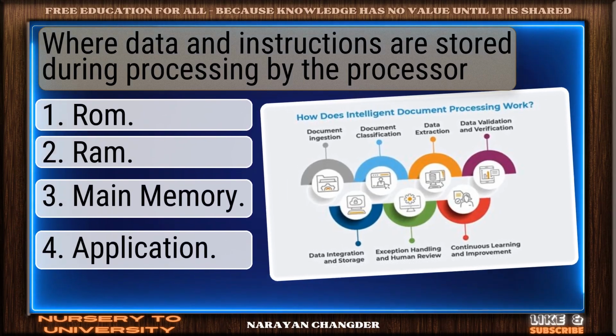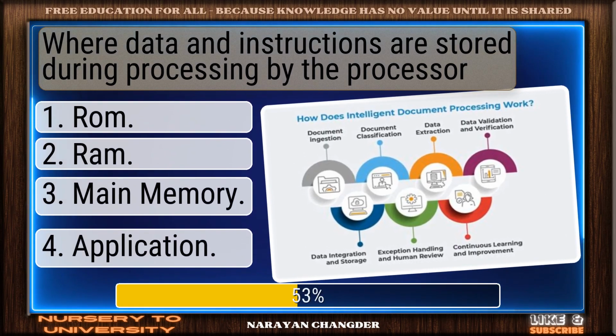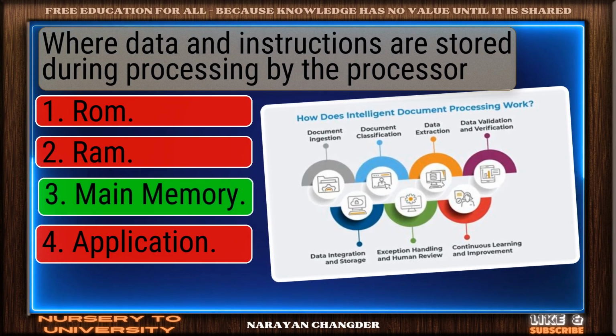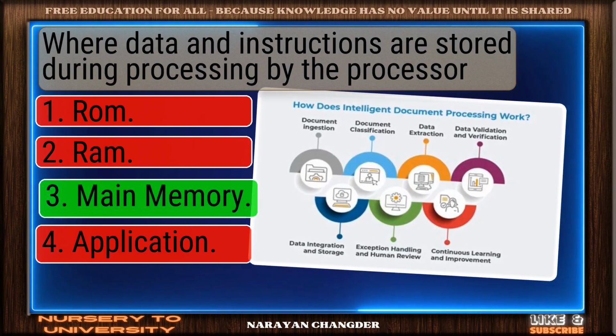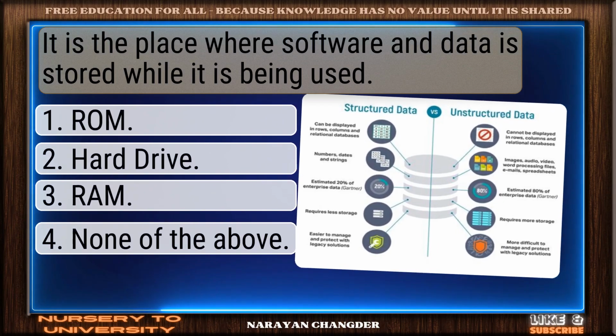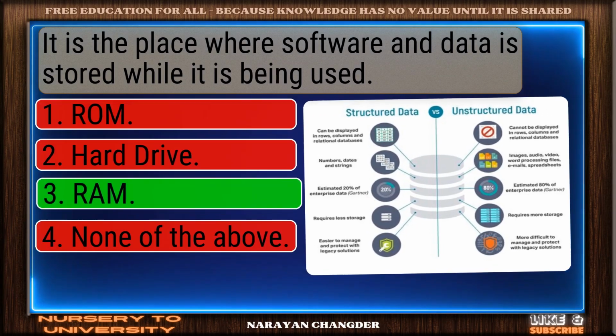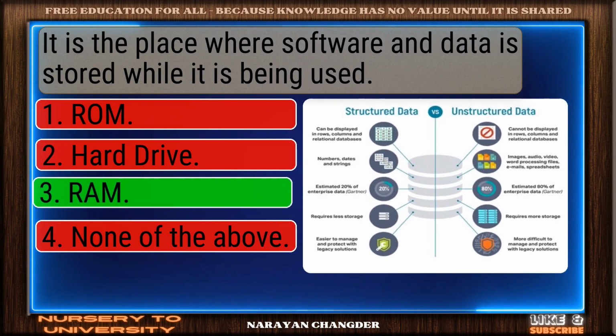Where data and instructions are stored during processing by the processor. You got it. Main memory fits. It is the place where software and data is stored while it is being used. Valid point. RAM is true.